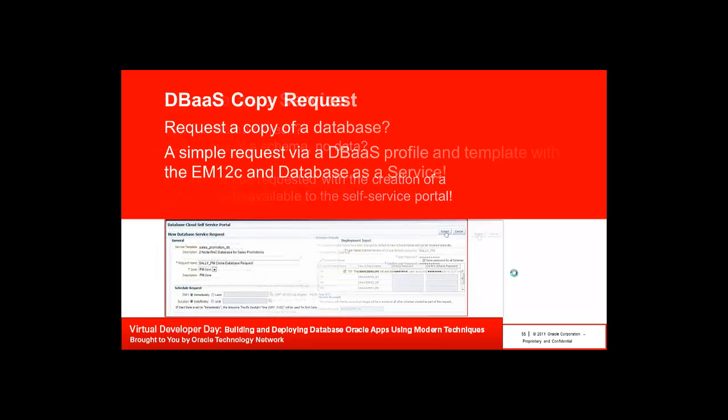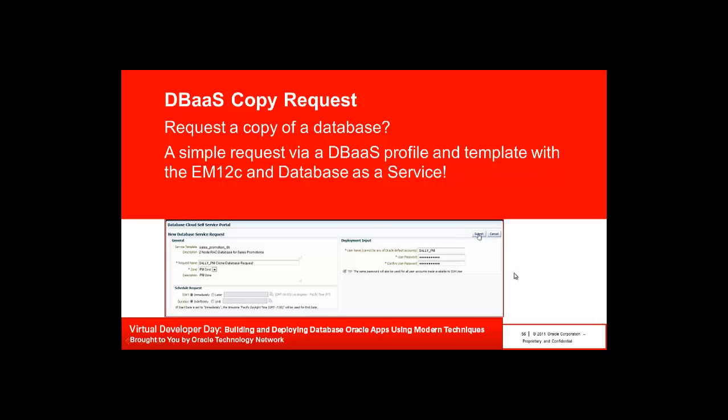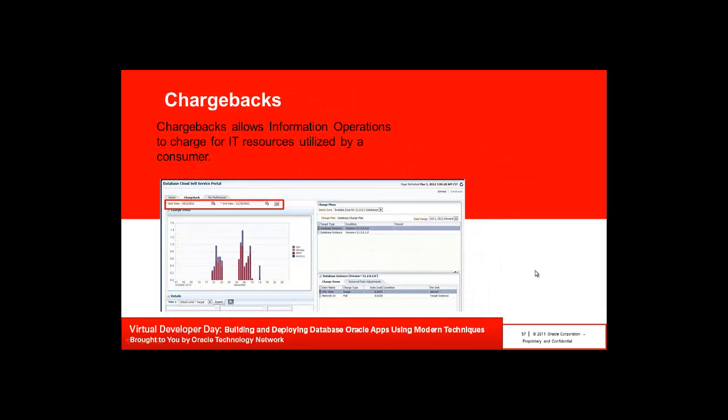The database copy request is a simple request via the Database as a Service profile and template with the EM12c Database as a Service. You can see the actual information. It's all requested with the user ID, their password, and if they want it immediately or if they'd like a delay in the request. They click on Submit, and the request is made.